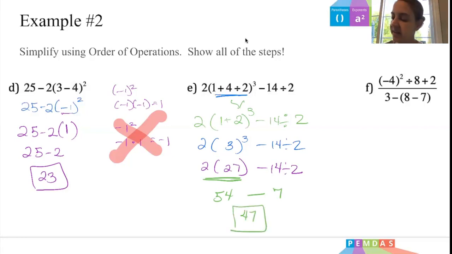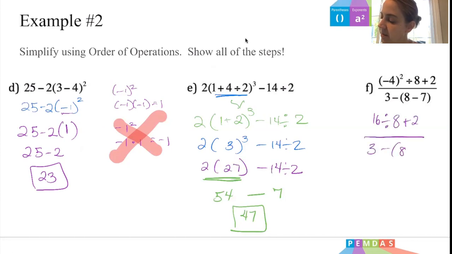And letter F, this one's getting kind of big. You want to handle the exponents that are in the top. So negative 4 squared is 16. Divide by 8 plus 2. On the bottom is 3 minus 8 minus 7.